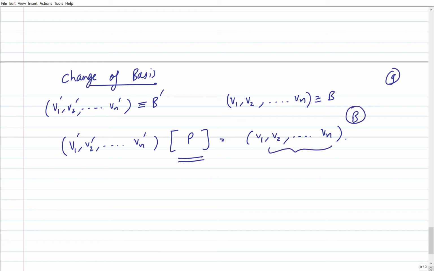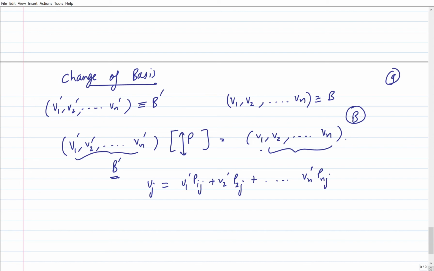Why would such a matrix exist? Well, since B prime is a basis and B is also a basis, every vector here can be represented as a linear combination of these guys. Hence, I have a matrix over here. So essentially, each vj over here is just a linear combination of one of the columns of these guys. Similarly, what we did. So this is essentially the change of basis.